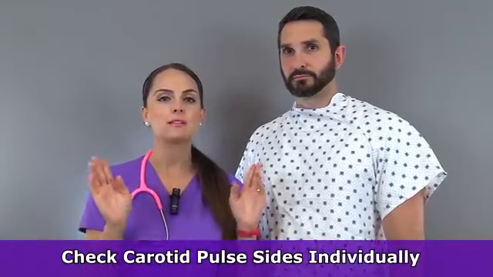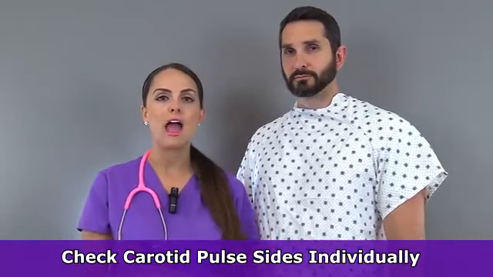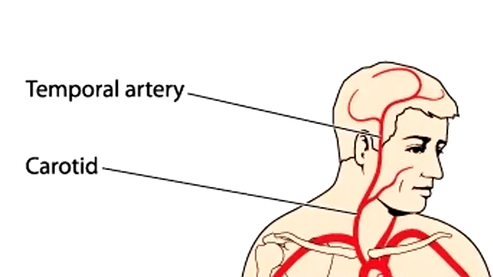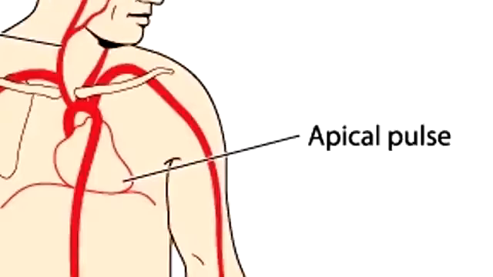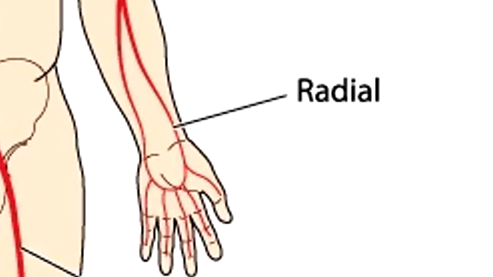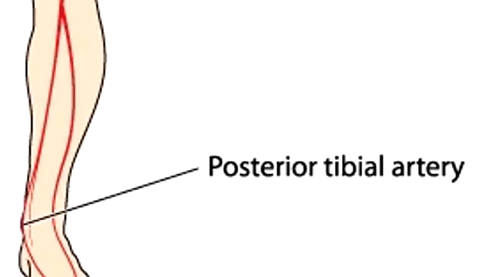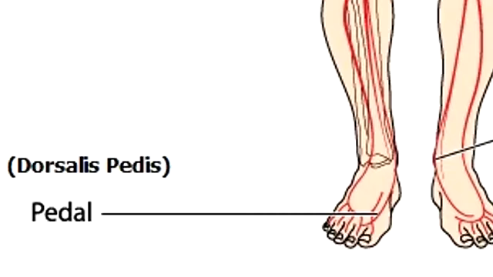And as you feel on the pulse, some of the sides you will be feeling bilaterally to see if they're equal. The only one you really don't feel on at the same time is the carotid. We will be feeling on that one at a time. Now, the 9 pulse points we will be assessing in this video will be the temporal, the carotid, apical, brachial, radial, femoral, popliteal, posterior tibial, and dorsalis pedis.